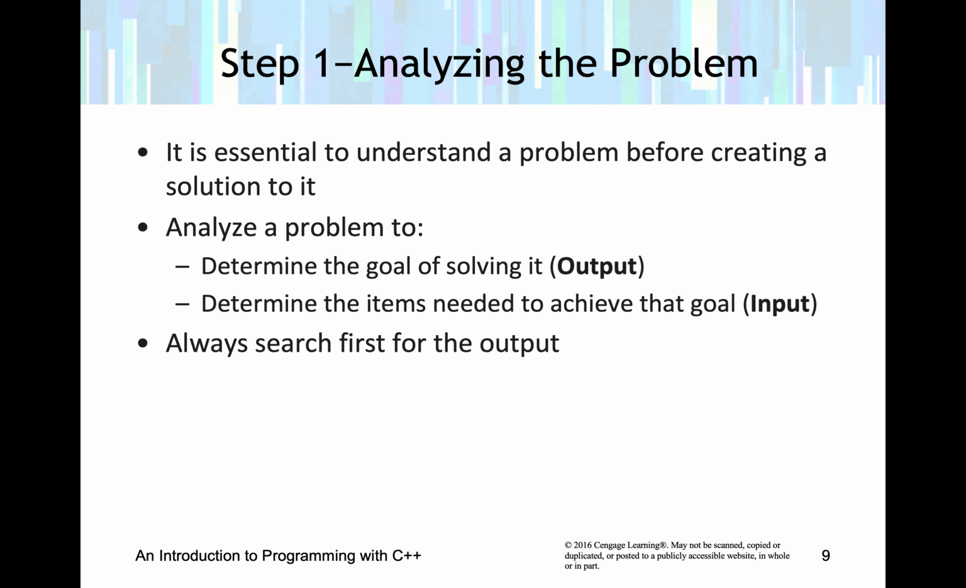You have to figure out what is my goal, which is the output. What do I need as the input? And then, always search first for the output, it says on here. So first is, what is my output? So in my circle example, my output's going to be the area. And then how do I achieve that? Well, they have to give me the radius, and then I have to create a formula to create the output.